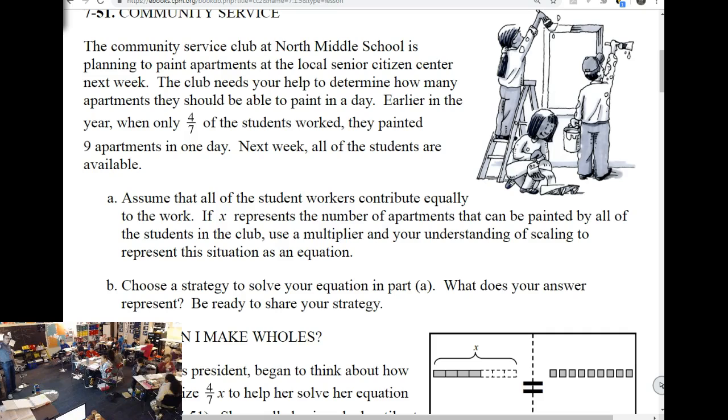So how can we make sense of how many apartments our whole class could paint in a day when we know that 4/7 of our class can paint 9 in a day? We could use P, if we want to say Phoenix, 4/7 P equals 9.